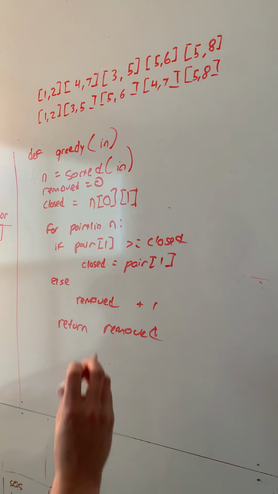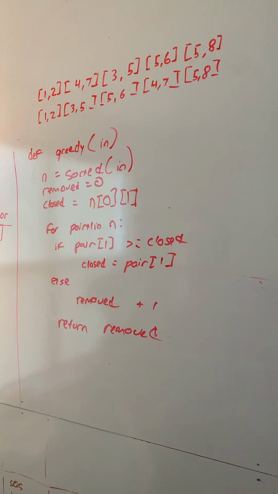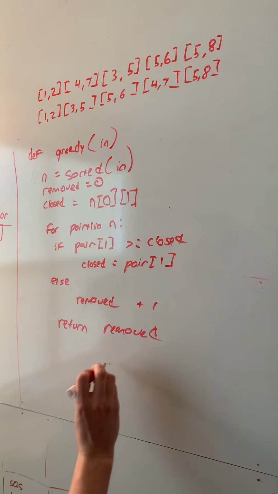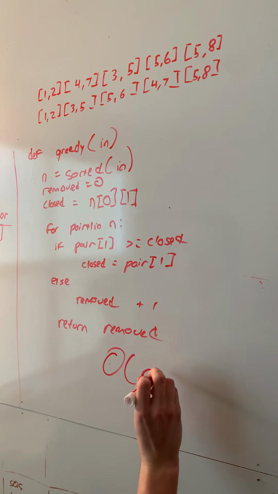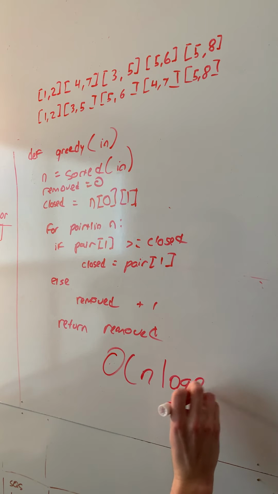And this is O of n log n plus O of n, and the O of n is shadowed by the O of n log n. So our overall time complexity is O of n log n.